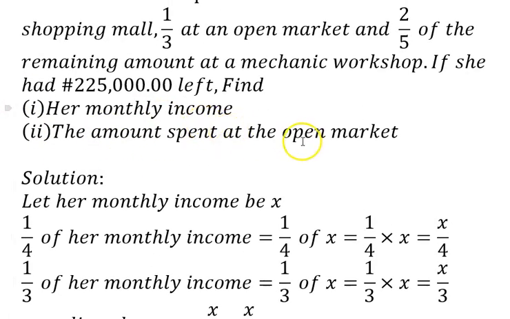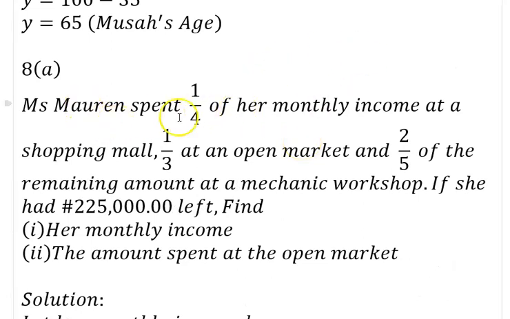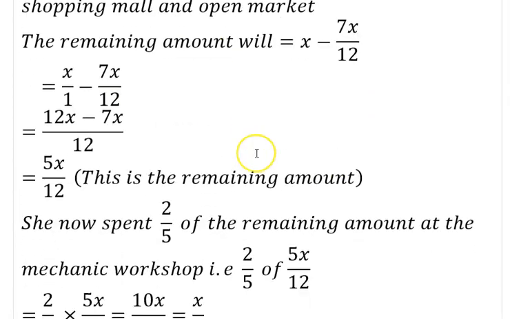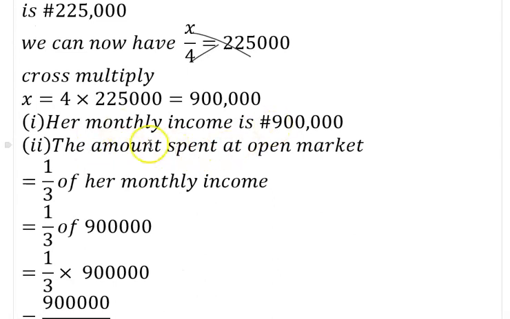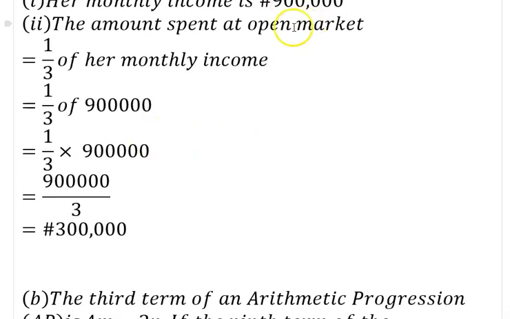So the amount spent at the open market. We're told that she spent 1 over 3 at an open market. The question says the amount spent at the open market. So we just get 1 over 3 of our monthly income. Let's check. Beautiful. The amount spent at the open market is 1 over 3 of our monthly income. So 1 over 3 of 900,000, just say 900,000 divided by 3. So she spent 300,000 at the open market.